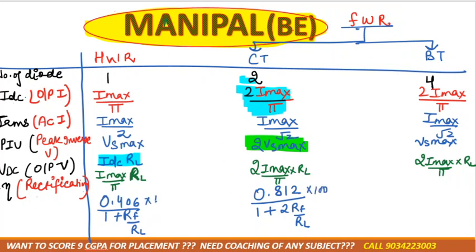Got it? If RF is not there, RF is 0, so this term would be completely 0. So it would simply be 81.2 percent for the full wave rectifier, and for this case 40.6 percent for the half wave rectifier. So you can see that for the half wave rectifier, efficiency is very less as compared to the full wave rectifier. Correct? Now tell me, any doubt up to here?